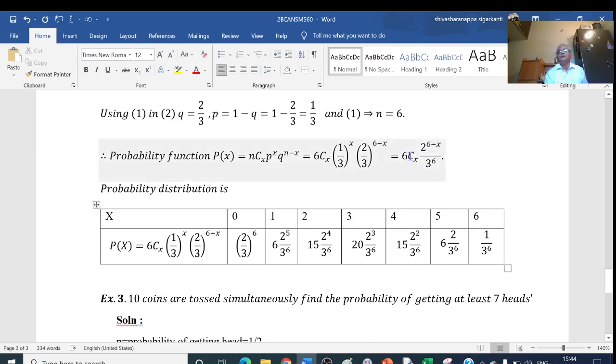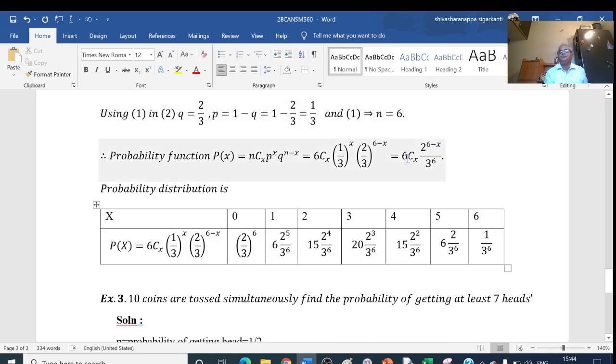And x equal to 2. This is 6C2. 6C2 is given by 6 into 5 by 2. 6 into 5, 30 by 2 is 15. 15 into 2 to the power of 6 minus 2 is 4, divided by 3 raised to 6, plus 6C3. 6C3 is equal to 6 into 5 into 4 divided by 3 factorial. Denominator 3 factorial is 6. That is 6 into 5 into 4 divided by 6. 6 gets cancelled. 5 into 4 is 20. 20 into, for x equal to 3, 2 raised to 3 divided by 3 raised to 6.